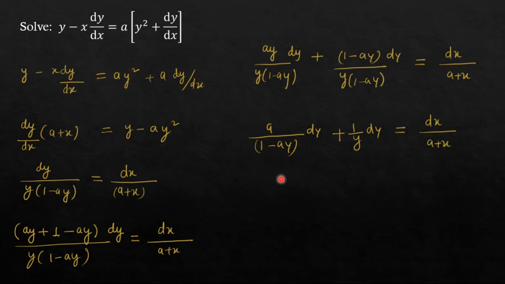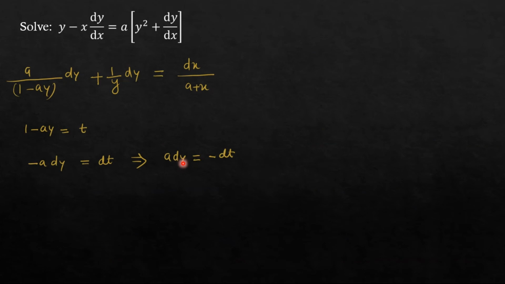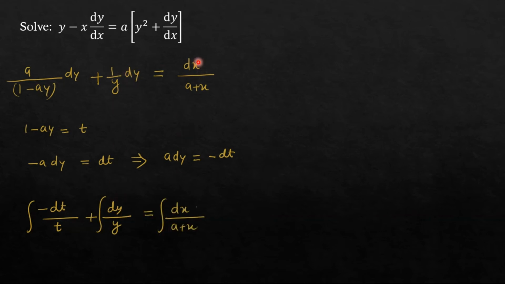Now for the sake of integration, let us do a substitution here. Let us assume 1 minus ay is equal to t. Here t is the new variable. Differentiate both the sides, you will get minus a dy is equal to dt. So from here you will get a dy is equal to minus dt. To substitute this value, here we have a dy, so in place of a dy I have written minus dt, and in place of 1 minus ay, I have written t here. Okay. So minus dt by t plus dy by y is equal to dx by (a plus x).